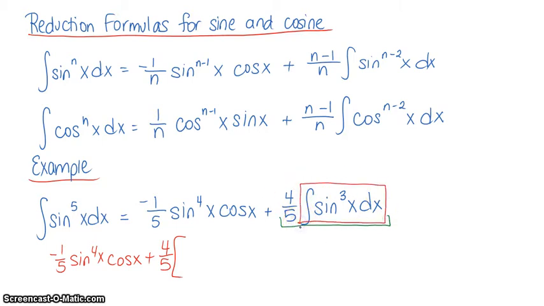So with the degree 3, our n now becomes 3. So we have negative 1 over 3 sine. The 3 then drops down to 2, so 3 minus 1, so sine squared x cos of x, plus n minus 1, so 2 over 3, and the integral, and now we drop down our sine by 2, so we have just sine of x dx.